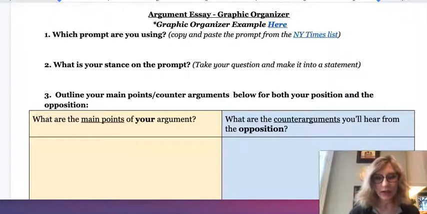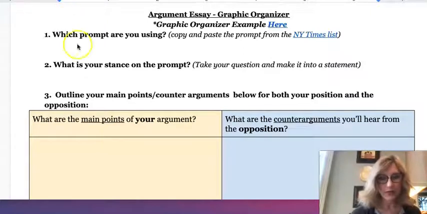So first of all, yesterday you chose a prompt, the stance that your prompt is on, and then you posted just brainstorming one reason for and one reason against. And so that might help you for this. So go back to Schoology. And if you didn't do that first, but if you did do that, use that information to start filling this out and to begin your research.